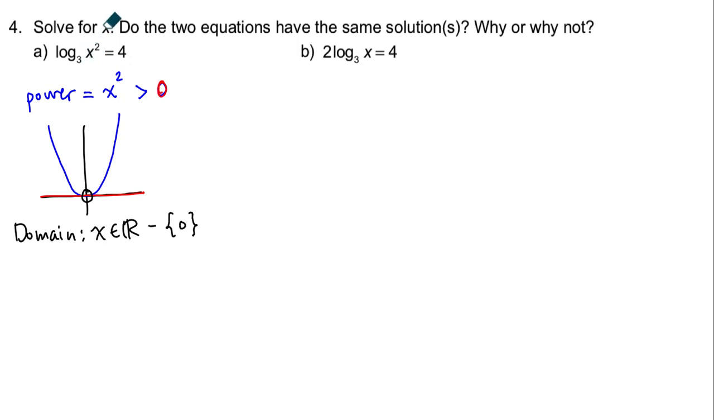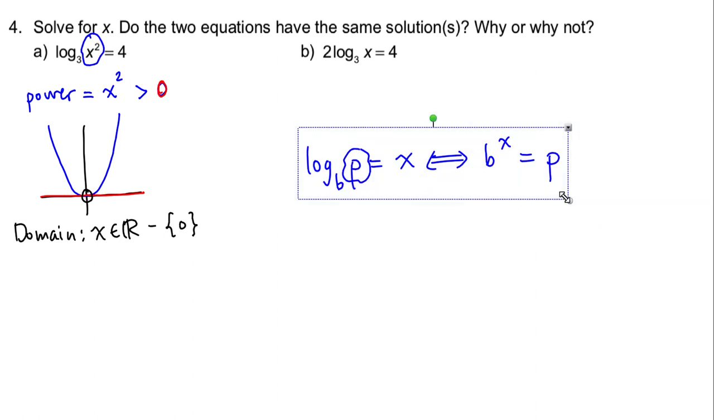So since the variable is in the power, we want to switch from logarithmic form, which isolates the exponent, and we want to put that equation back into exponential form, which isolates for the power. So our power is what we're solving for because that's where the variable is. So we want to go from log form into exponential form here.